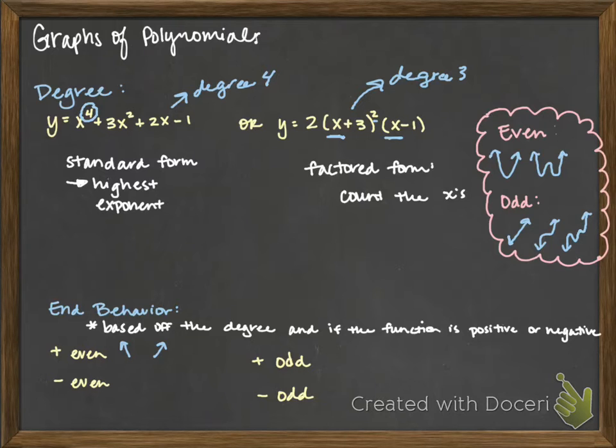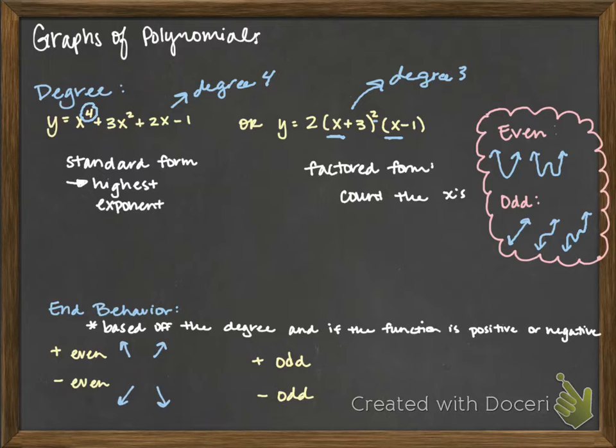Now, if we have a negative polynomial with an even degree, that negative is going to reflect our polynomial over the x-axis, creating both of our end behaviors to go down. So down and down.